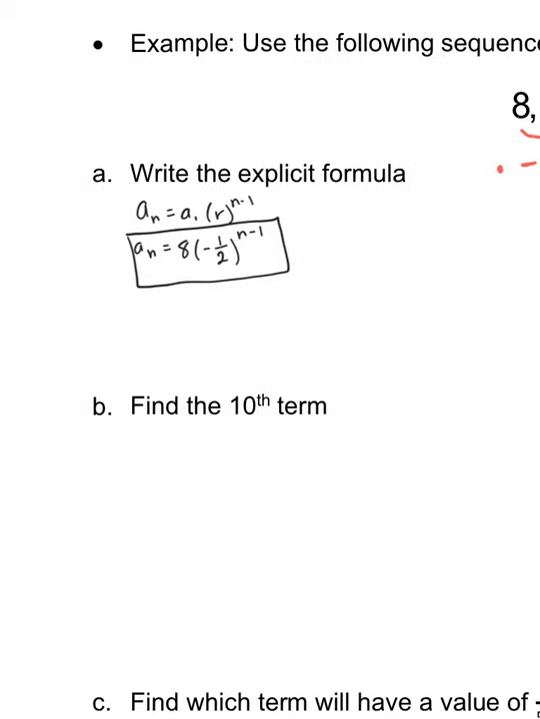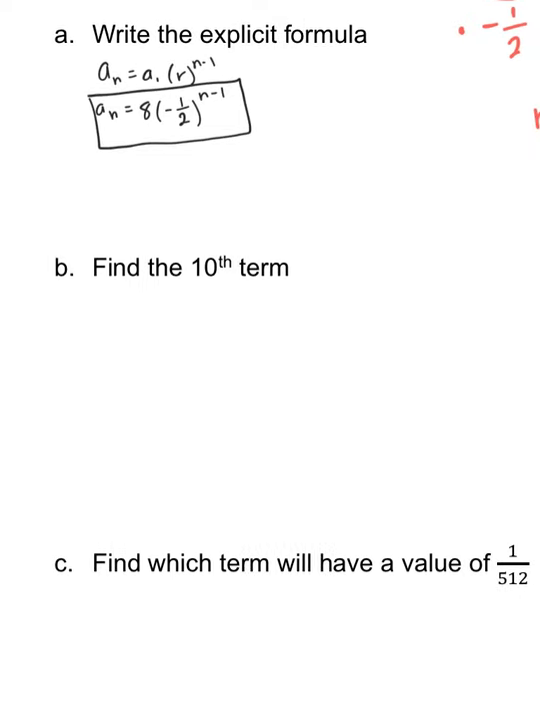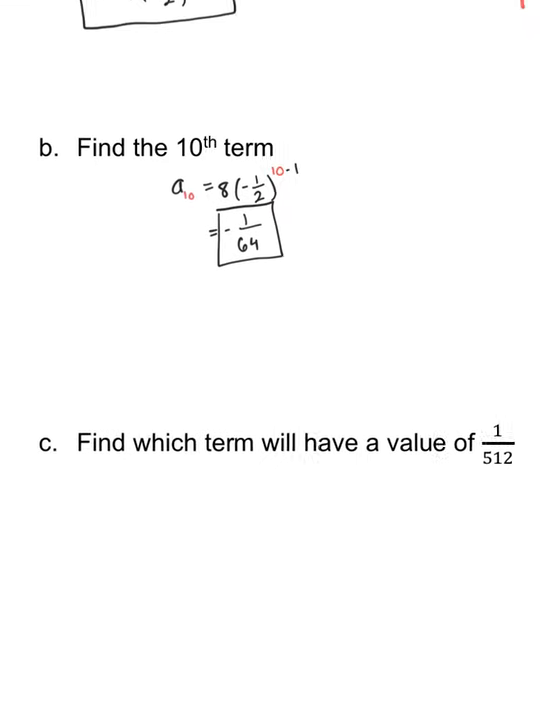If I want to find the 10th term, that means I'm looking for a sub 10. So wherever I see an n in my formula, I'm going to replace it with a 10. So I've got 8 times -1/2 raised to the 10 minus 1. If you type that in your calculator, you're going to get -1 over 64. So -1 over 64 would be the 10th term in my sequence.